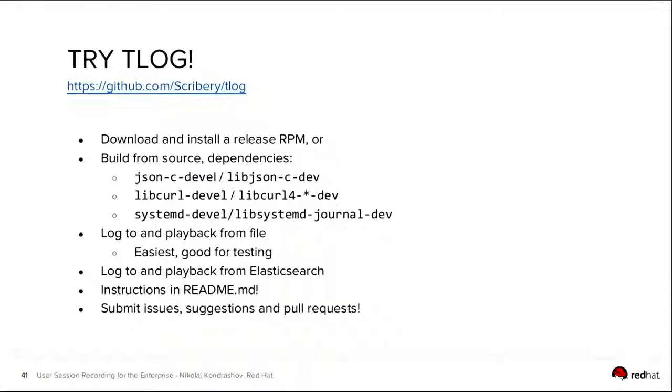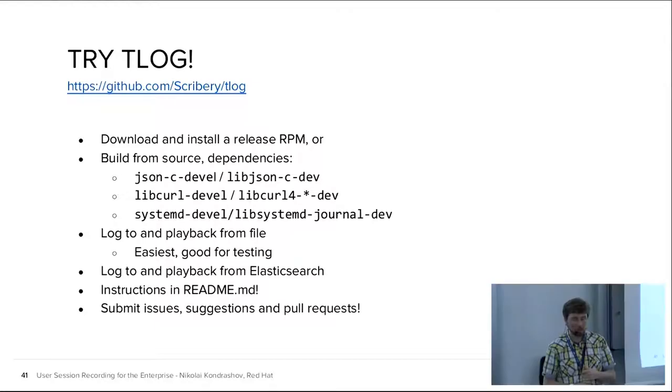Okay, so if you'd like to try it, an older version of T-Log is in Fedora repos. And you can always, of course, build it from source. The journal support in particular wasn't released yet. It's just in master. I'm going to release it soon, I expect. So the basic thing to try is just install T-Log as it is, maybe from RPM, and log to file, and see how it looks and try to play back.